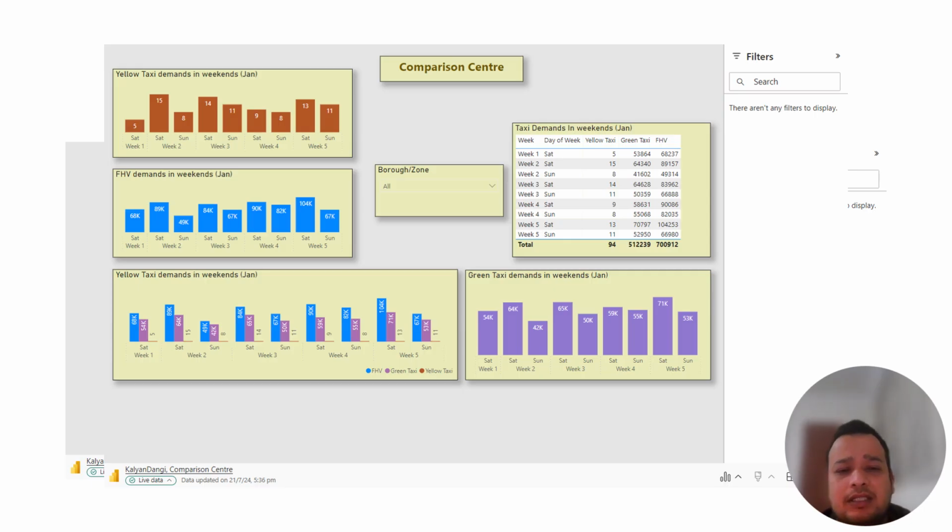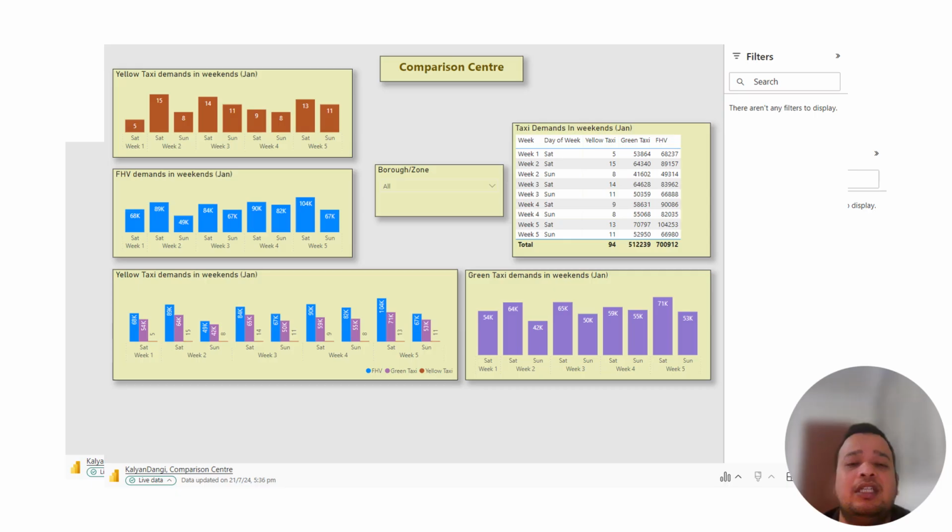In the comparison center, we analyze the data to compare the various aspects of the taxi demand and correlation between the different types of taxis. Our findings show that the total demand for the yellow taxis on weekends in January was higher on Saturdays, with 56 trips compared to 38 on Sundays. The demand for Saturdays and Sundays diverged the most during the second weekend of January, where Saturday demand exceeded Sundays by 7 trips.